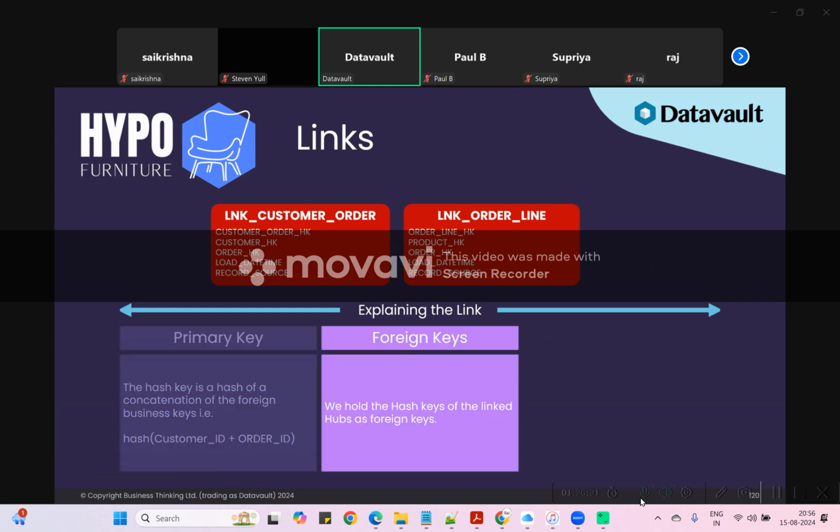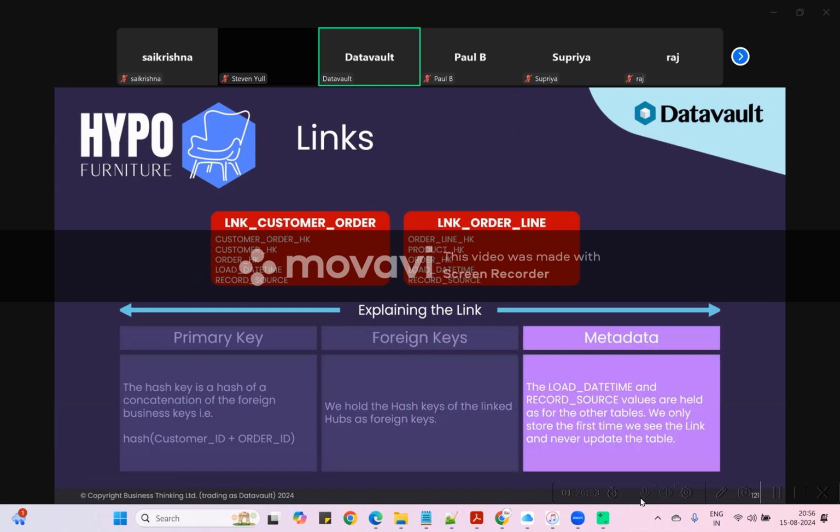Foreign keys are pointing out to the linked hubs, and we have load date, time, and record source just the same as the hub. Now, interesting thing to point out here. If you look at those link tables, there's nothing in there that's from the source. That's all metadata, all derived as part of the load pattern. Okay, so a link is mostly metadata in the way it works.